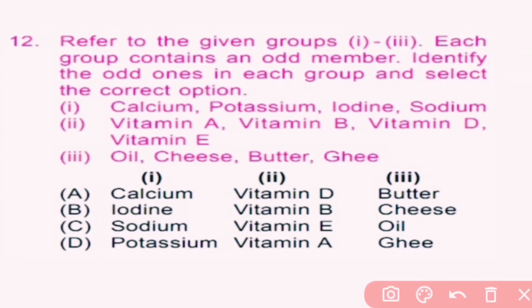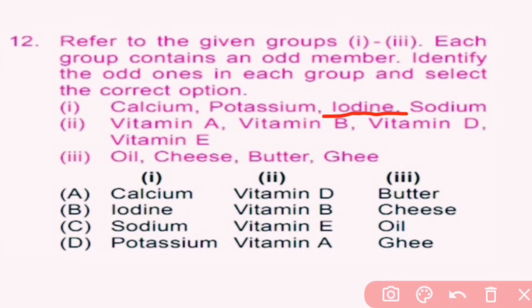Question number 12. Refer to the given groups 1, 2, 3. Each group contains an odd member. Identify the odd one in each group and select the correct option. Option 1: calcium, potassium, iodine and sodium. In option 1, calcium, potassium and sodium are required by the body in large amounts. Iodine is needed by the body in trace amounts. So here iodine is the odd one out.